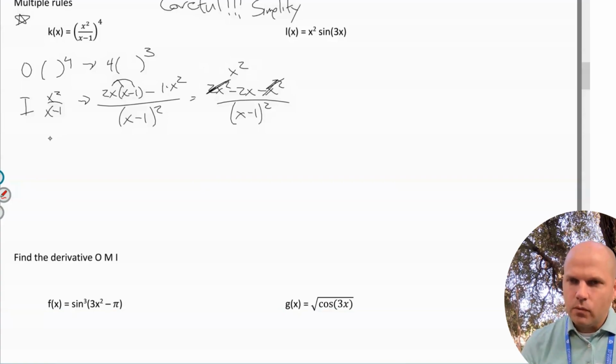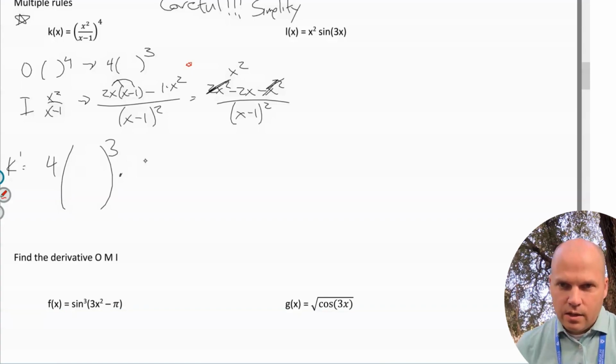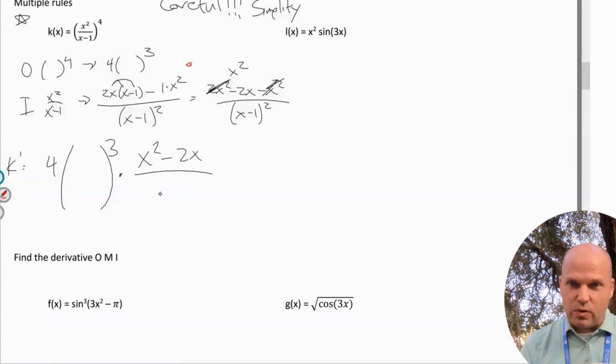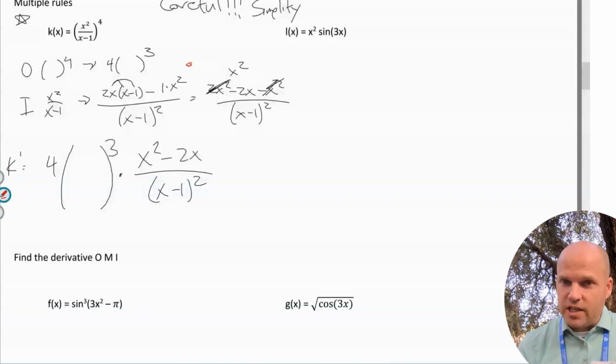Okay, so here we go. I have x squared over x minus 1. Sorry, let's think about this. We have 4 parentheses cubed. That is the derivative of the outside. The inside, its derivative is x squared minus 2x over x minus 1 squared. What starts in the parentheses stays in the parentheses.